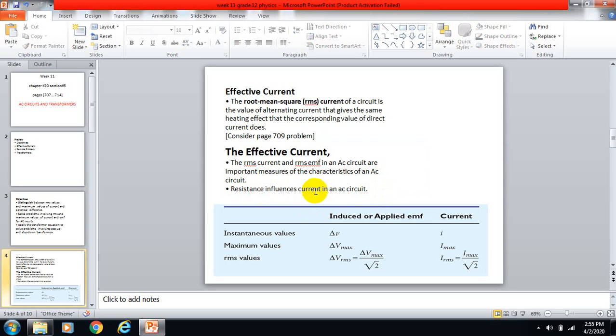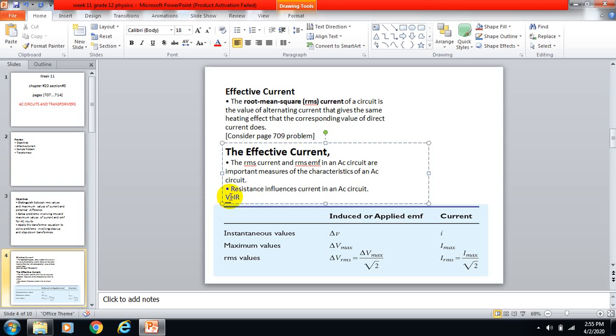Resistance influences current in an AC circuit. Remember, whenever you cover any AC circuit or AC device, the resistance will be there. This is important and a must, because according to Ohm's law, V is equal to IR. Let me write that for you as well. V is equal to IR. Look at here, I wrote it down: V is equal to IR.